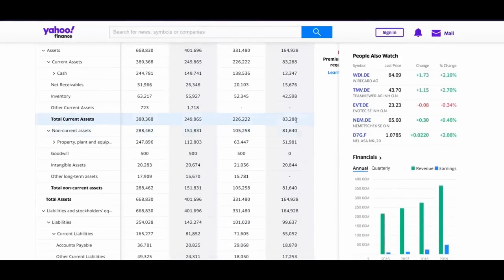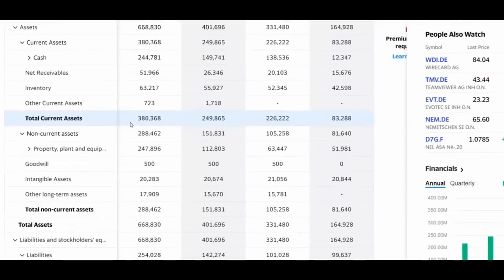The first number worth checking here is the total current assets, which is really steadily increasing over the years. The next number to be checked is the total non-current assets, which gives us a total of 668 million euros.